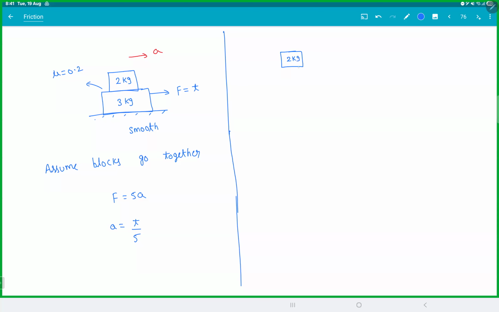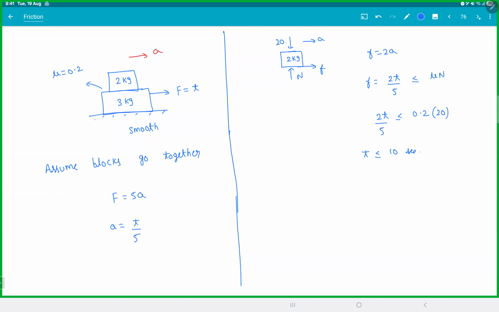On the 2 kg block, friction will act forward and the acceleration is this way. So f is equal to 2a, but a is t by 5, so f is 2t by 5. But we know the friction value is always less than or equal to f max, which is mu into N. In this scenario, 2t by 5 is less than or equal to 0.2 times N. N is the normal reaction between the 2 kg block and the other, which is 20 newtons. So we will get t less than or equal to, how much is that? 10 seconds.